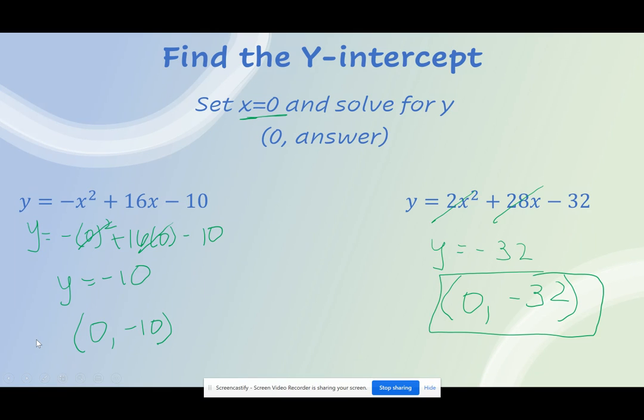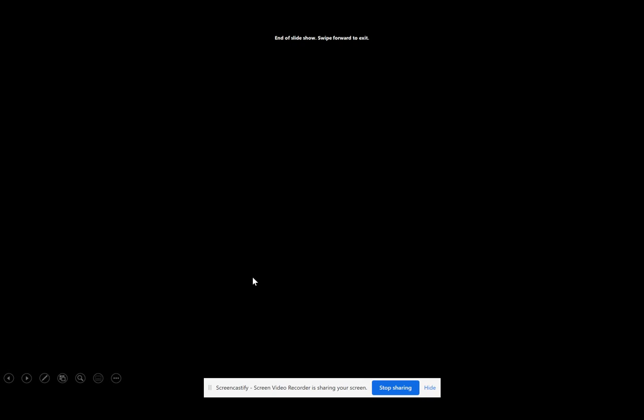So today we really just want to focus on finding your y-intercept, your vertex, and your axis of symmetry. Next video, we will talk about actually graphing these parabolas. So come to class with any questions you have, and we will practice.